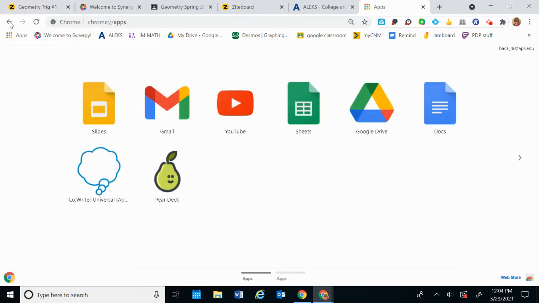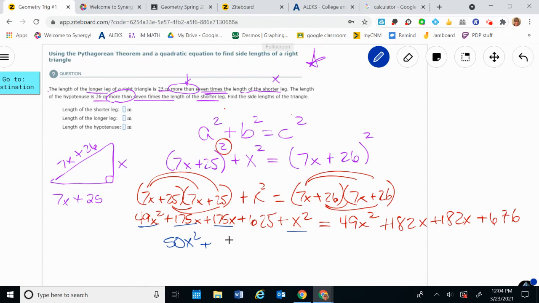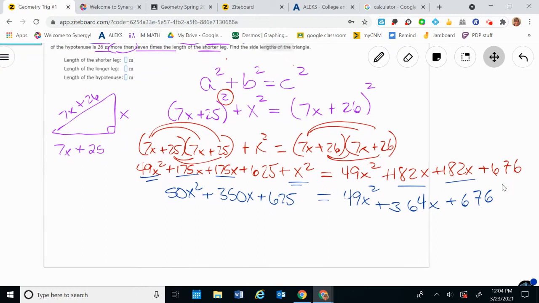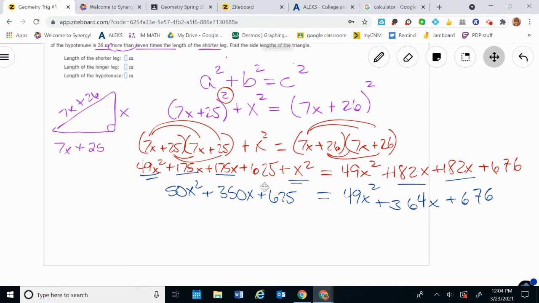Okay, 350x, plus 625. So you see I added my x squareds, I added my x's, equals. Now we want to do the same on this side. I don't have any other x squared terms, but I do have these. 182 is 364x plus 676. Okay, so now we need to get everything over to the left-hand side.